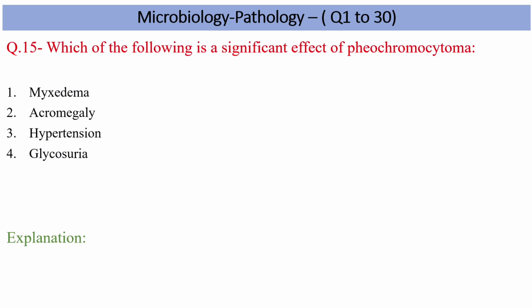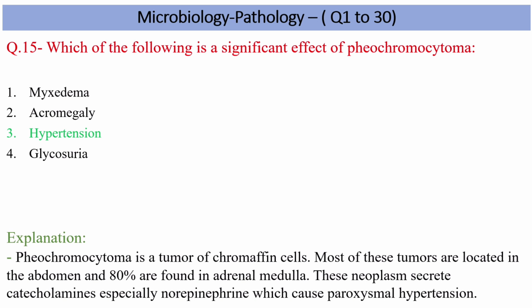Which of the following is a significant effect of pheochromocytoma? Myxedema, acromegaly, hypertension, glycosuria. Correct option is hypertension. Pheochromocytoma is a tumor of chromaffin cells. Most of these tumors are located in the abdomen and 80% are found in the adrenal medulla. These neoplasms secrete catecholamines, especially norepinephrine, which cause paroxysmal hypertension.